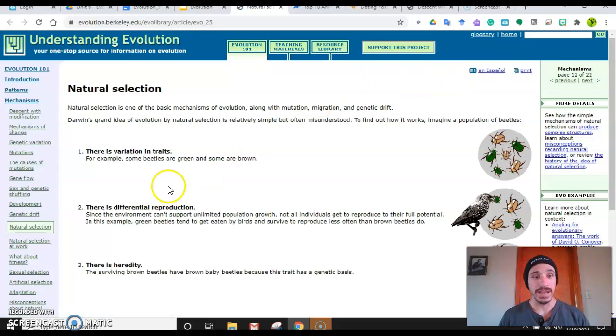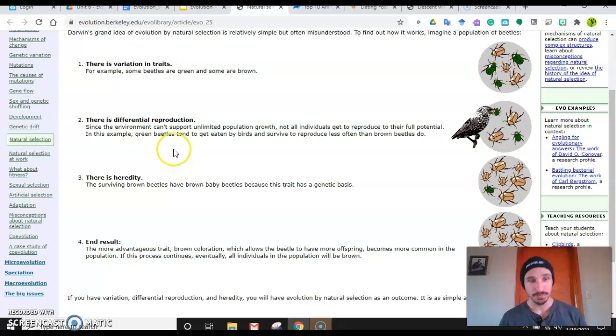So you have a variation in traits, for example, the example here, some beetles are green and some are brown. This is the same website I asked you to visit in the last screencast. And then there is differential reproduction. Since the environment can't support unlimited growth of a population, not all individuals will reproduce to their full potential. So in this example, we see green beetles get eaten by birds and survive to reproduce less than brown beetles.